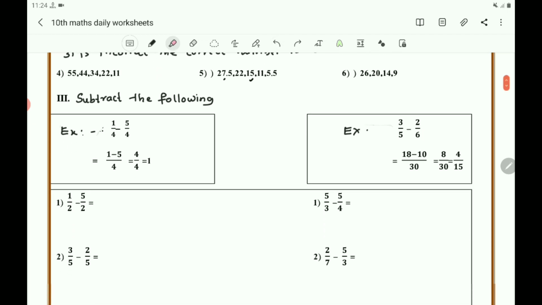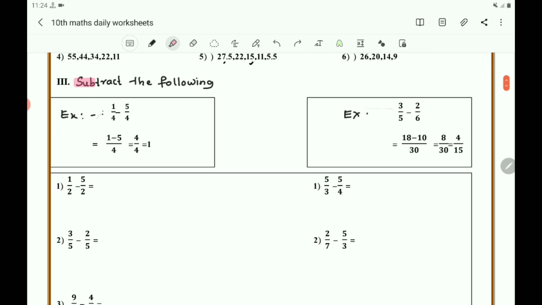Then you take the third one, subtract the following. You know the method of subtracting fractions, the method of subtracting one fraction from another. Here 5 by 4 is to be subtracted by 1 by 4. In that case, you know that while subtracting one fraction from another fraction, we have to see the denominator. The denominator must be the same. Here the denominators are the same, and directly you can subtract 5 from 1.